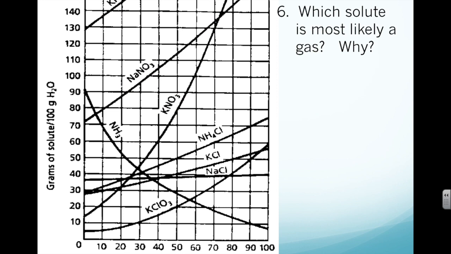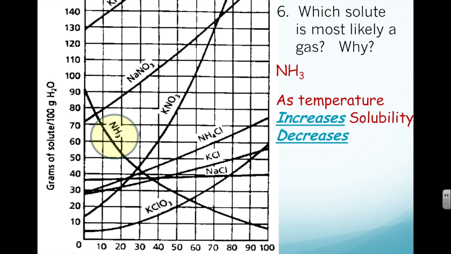Which solute is most likely a gas? Well, obviously it's the one that slopes downwards, right? Okay, so as the temperature increases, the solubility would decrease for a gas.